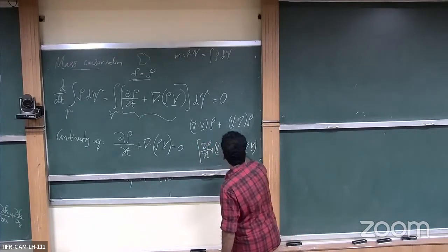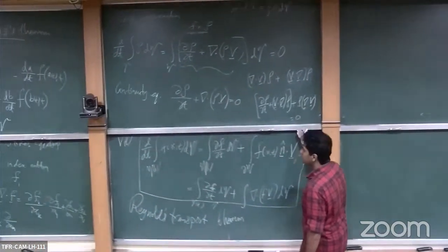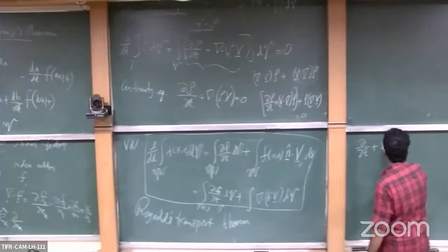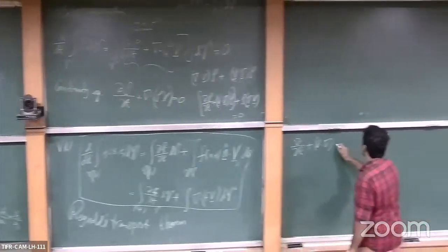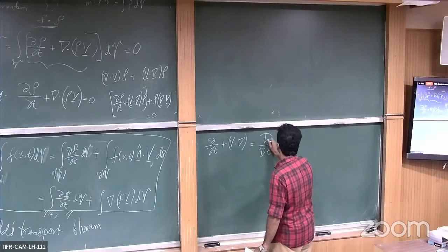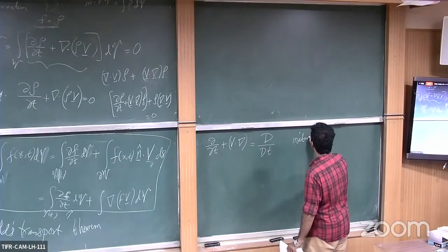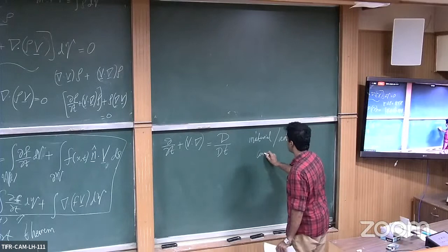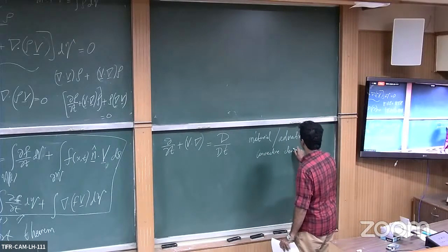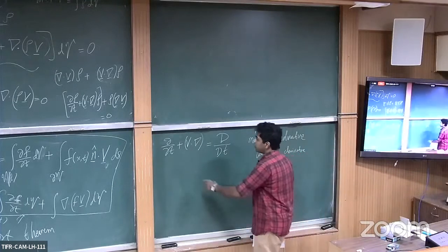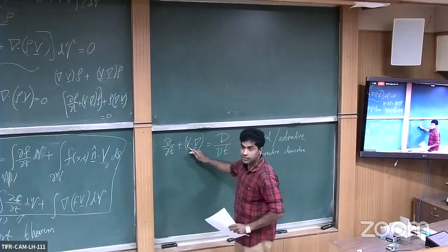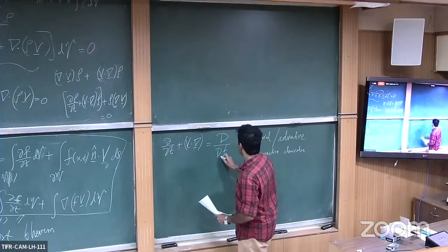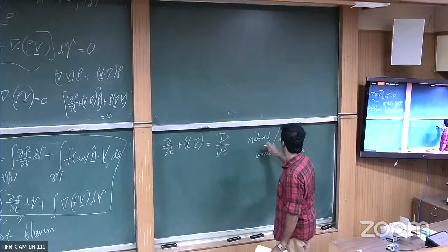We will encounter this form of an operator multiple times in this derivation. This operator, partial by partial t plus v dot grad, is denoted by the shorthand d by dt, and this is called the material or convective derivative. So if you follow a fluid parcel, remember v is the velocity of the fluid parcel, and you compute the derivative as you move along with the fluid parcel, you can denote it by the short d by dt. It's called the material, effective or convective derivative.